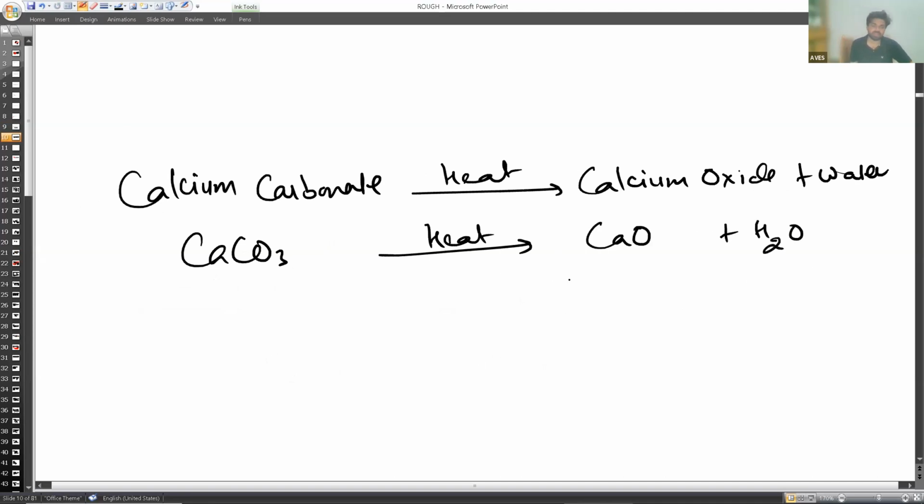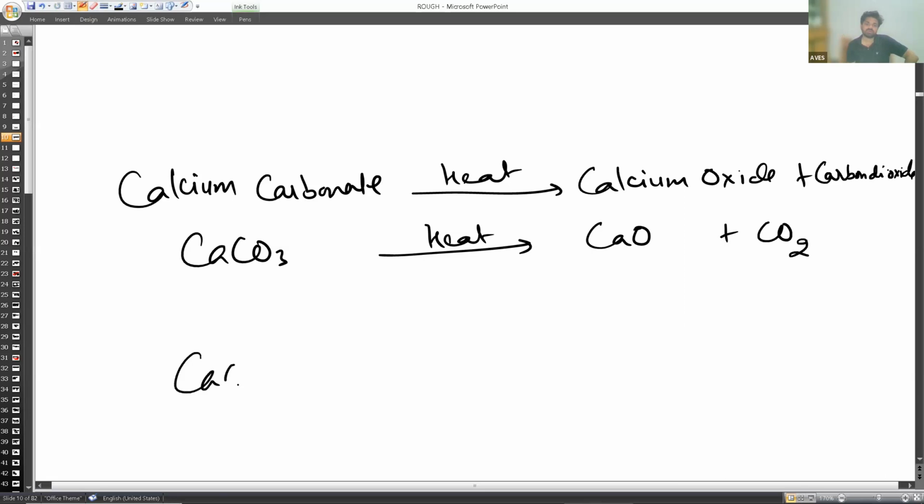And how can you make an acidic and basic solution for these two? Sorry, it is not H2O. Just a minute. It is carbon dioxide here. Just do a correction here. It is not water, it is carbon dioxide. It is CO2. Now it is asking how can you prepare an acidic and a basic solution for this one?